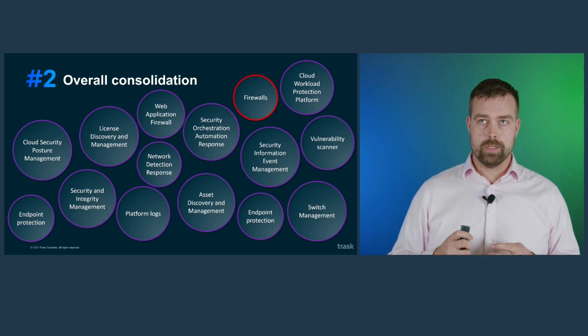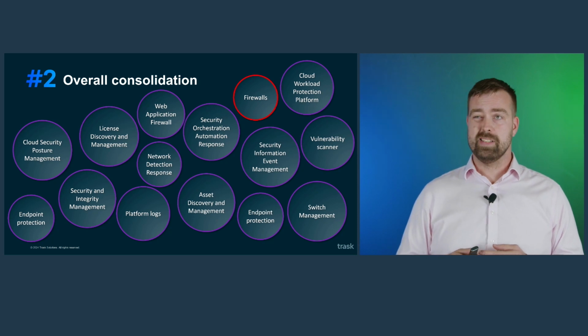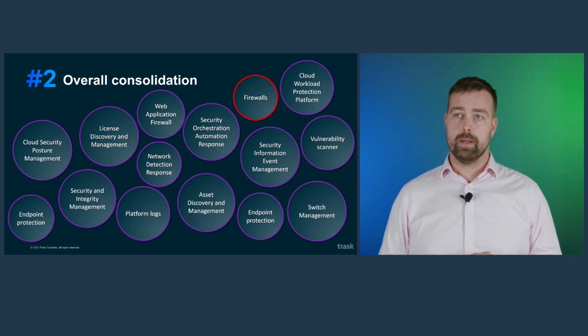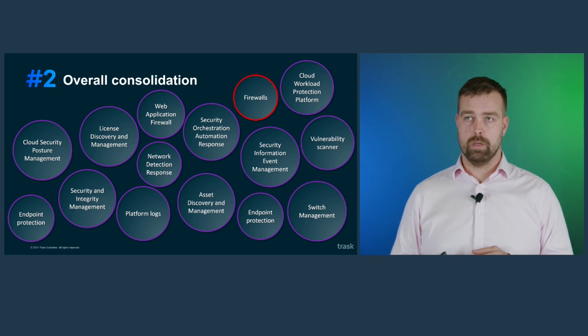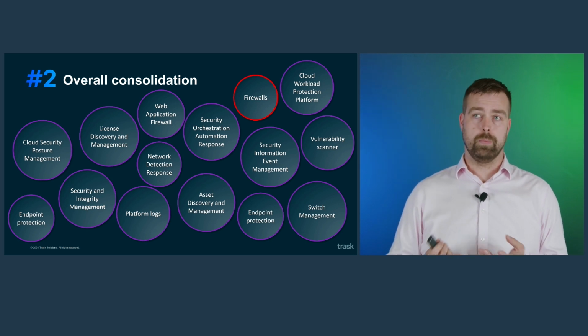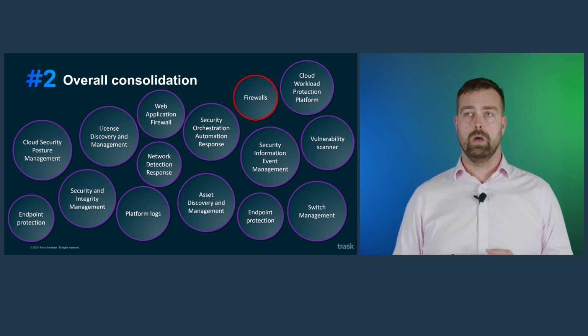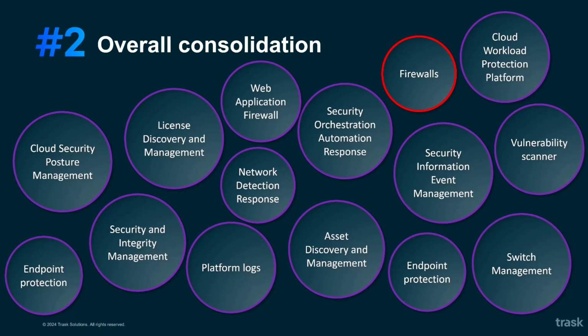Another way is overall consolidation. That's definitely a trend on the market, and you can see it. A very good example of it is Microsoft, with E5 licenses, for example. If you take an E5 license from Microsoft, or if you already have an E5 license from Microsoft, you have pretty much everything you need.